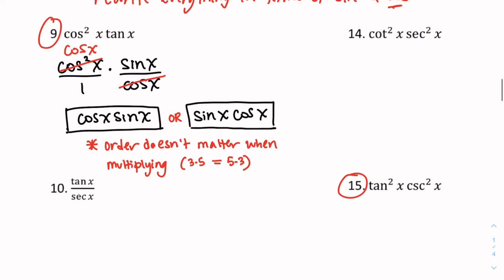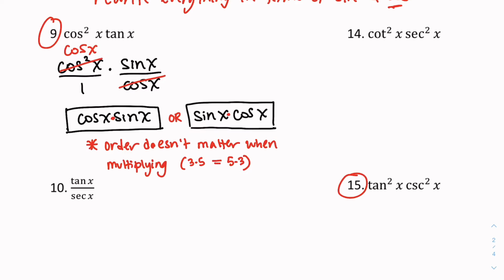Okay, so back to number 9. If you did it properly, your final answer would have been cosine x sine x, or you could have written sine x cosine x. It doesn't matter. These are both the same, because when you multiply, you can multiply in any order, right? The cosine could go first, or the sine. Just like how 3 times 5 is the same as 5 times 3.